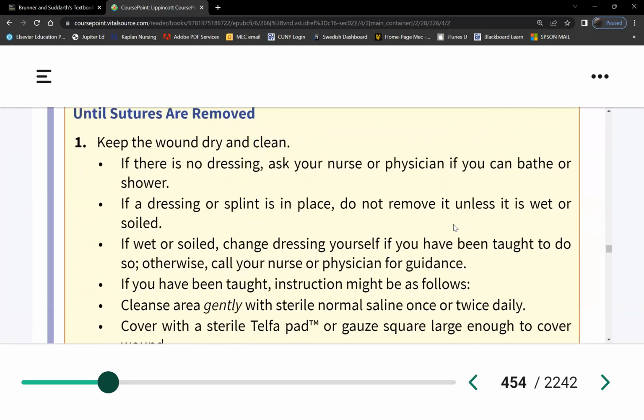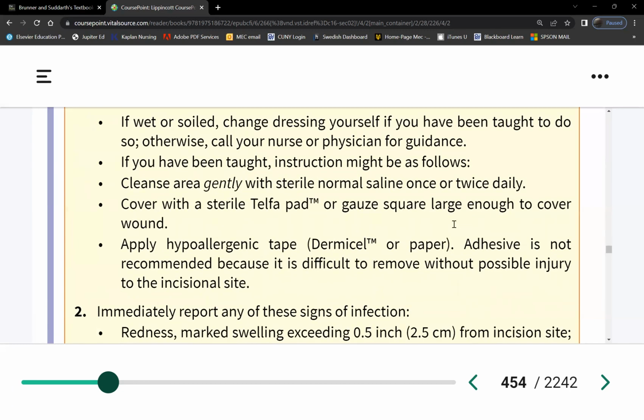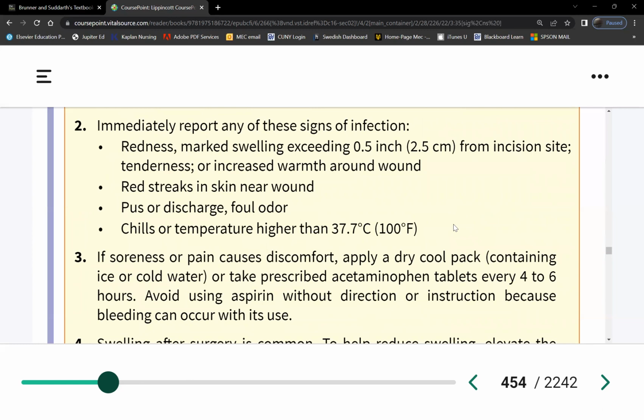Because if you don't take them out, skin will grow over the sutures, and it's as if the patient doesn't have any sutures. Meanwhile, is it a foreign body? Can it cause infection? Are we clear? Very important, don't forget about the sutures.